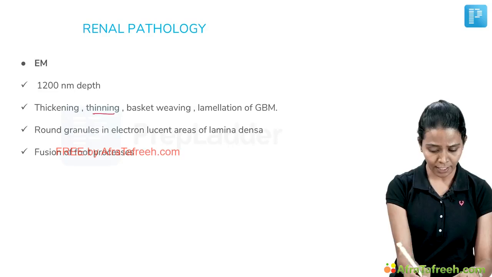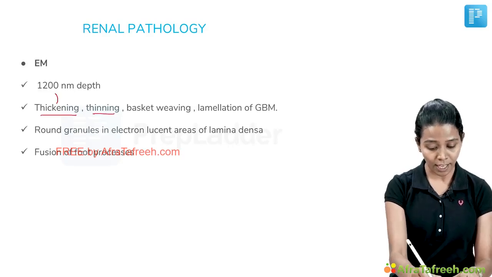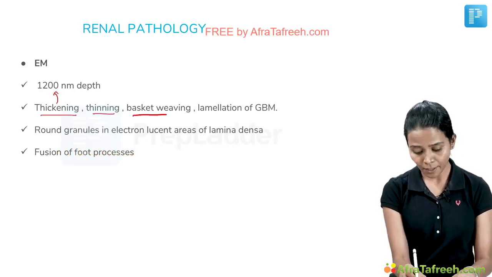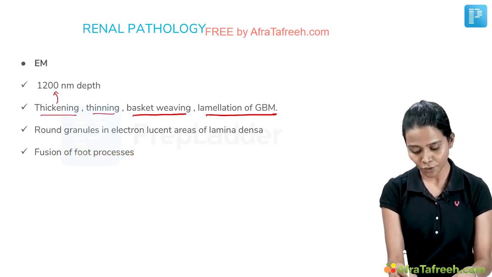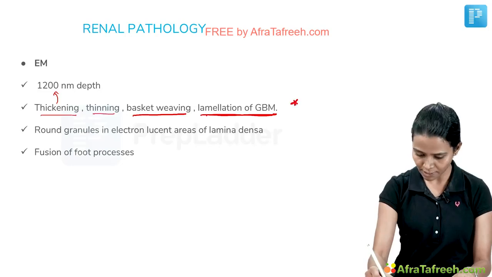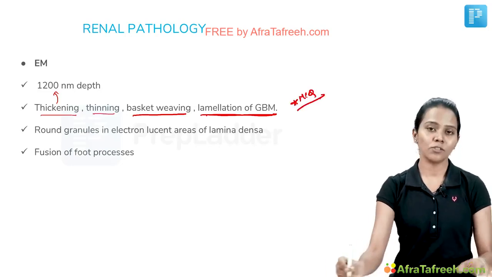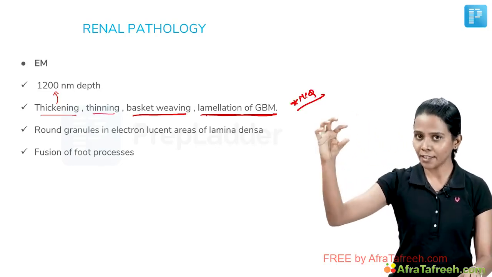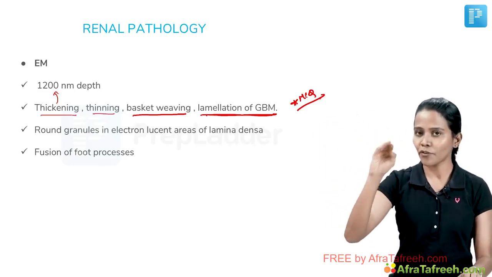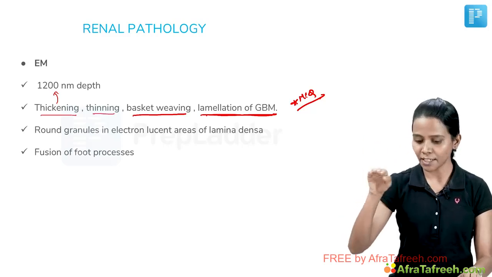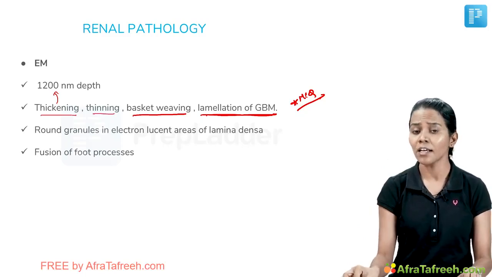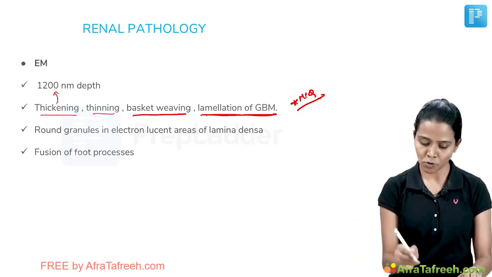Now, electron microscopy. Electron microscopy can show various features. There can be thinning, there can be thickening. Thickening can generally extend up to 1200 nanometers. There can be basket weaving and lamination of GBM. This was asked as an MCQ. See, this basement membrane is variable. It can be thin, it can be thick, and there can be a weaving sort of pattern in the GBM, which is called basket weaving, or there can be lamination. So all these are the features that can occur in Alport syndrome on electron microscopy.